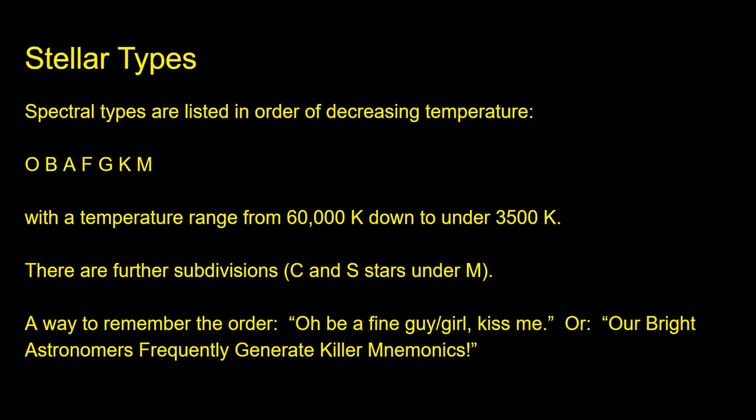And there are further subdivisions. You do subdivisions from 0 to 9. So, for example, the brightest stars would be an O0, and it goes to O9. And then the next set goes from B0 down to B9, and then A0 to A9, all the way down to M0 to M9. There are other divisions under M. For example, there's C and S stars.